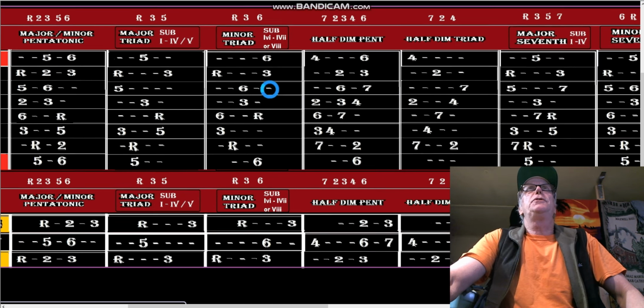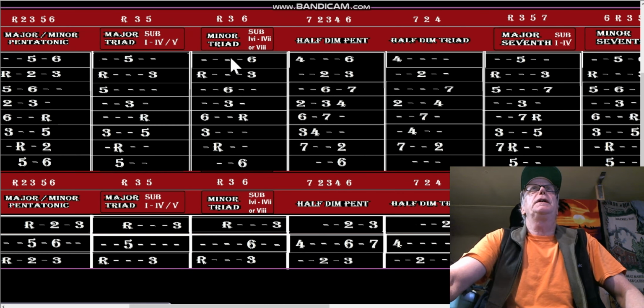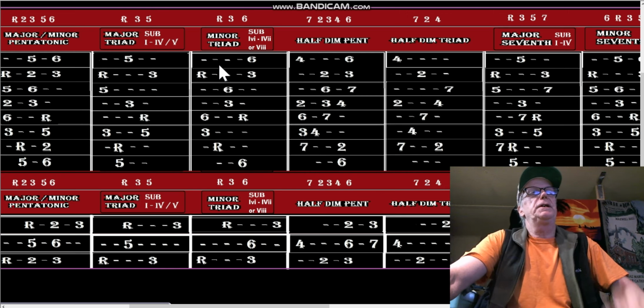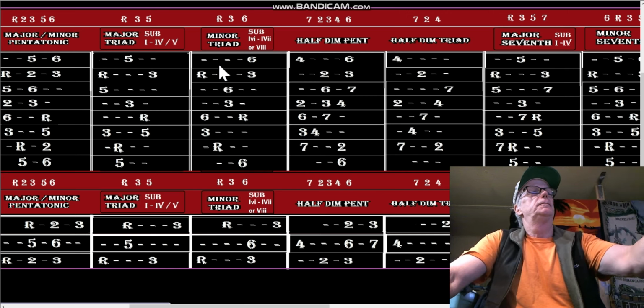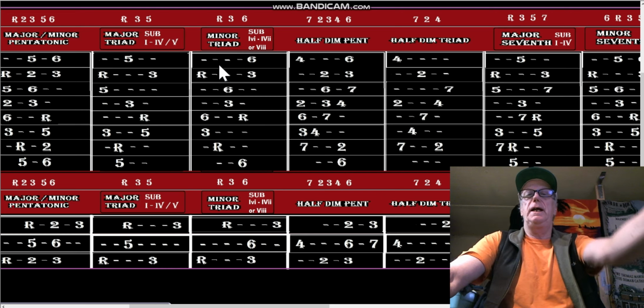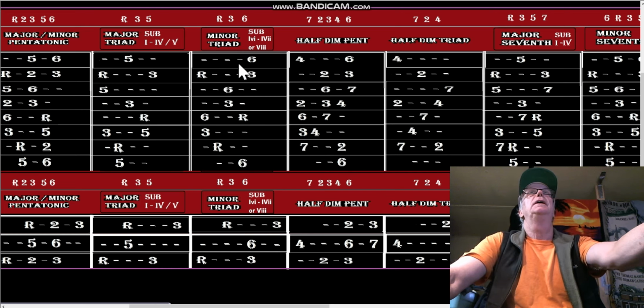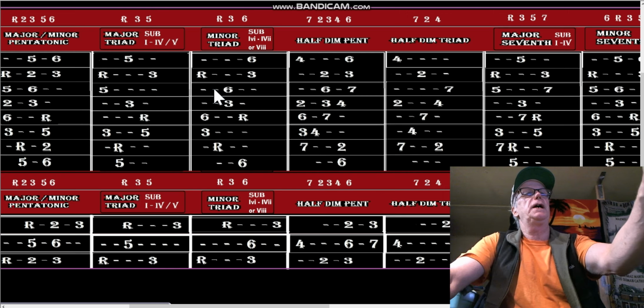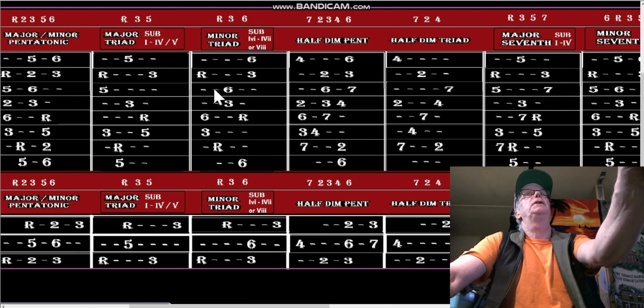The same thing goes with the minors, except we're going to get those relative minors. Notice we don't have any 5s on the minor triad pattern stack. So the closest thing we're going to get to C is A minor first inversion. If you do the substitutions, you'll get D minor first inversion, E minor first inversion.